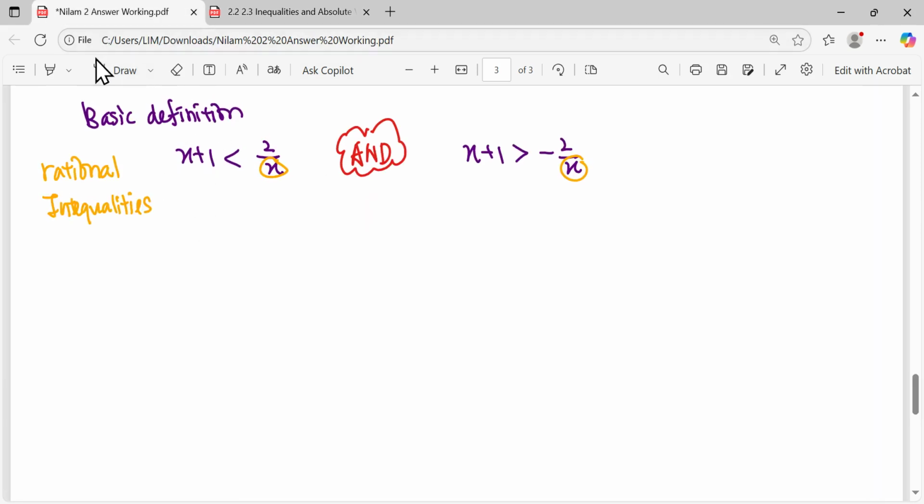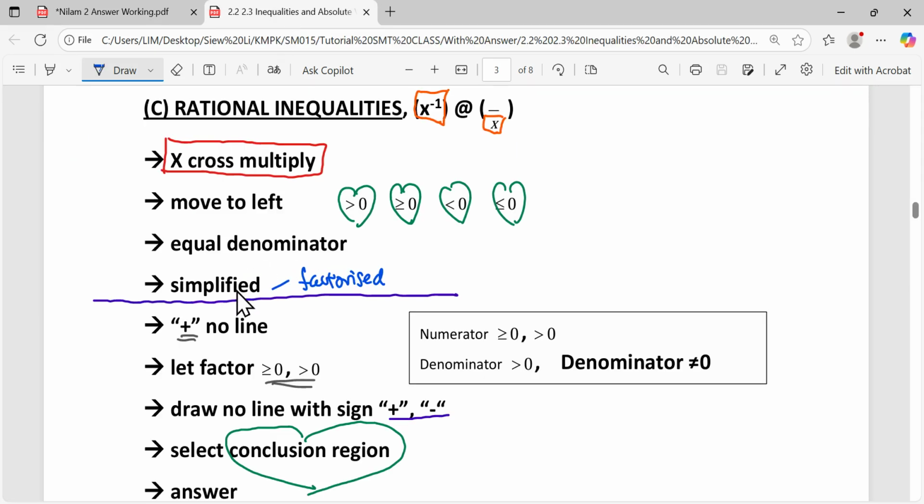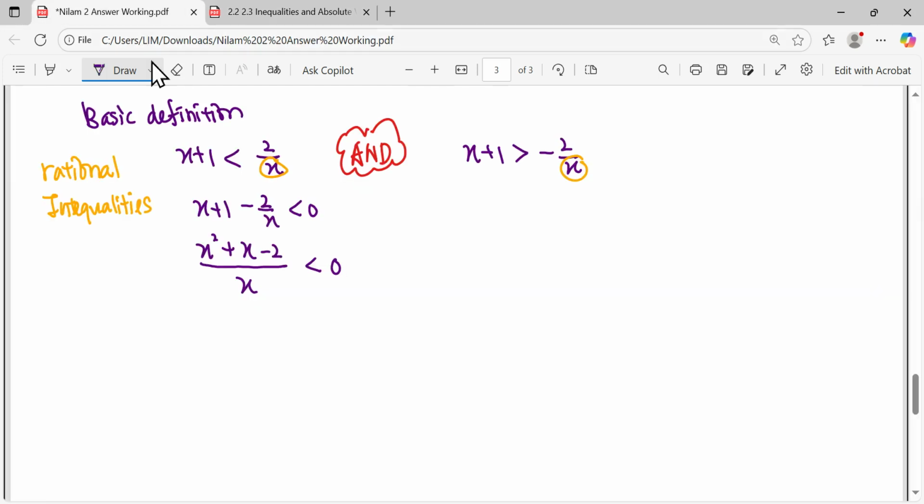So x plus 1 minus 2 over x less than 0. Then get same denominator, means this denominator times x. Dia pun darab x become x squared. This one times x. So get 0. So I get same denominator already. What can we do? We simplify into the factorized form.